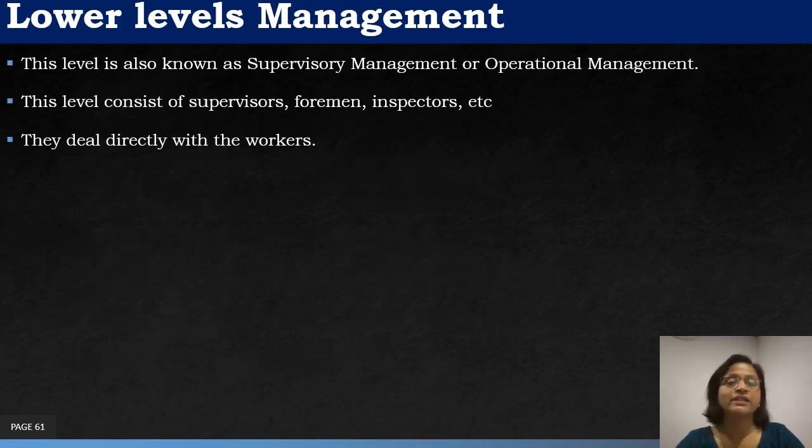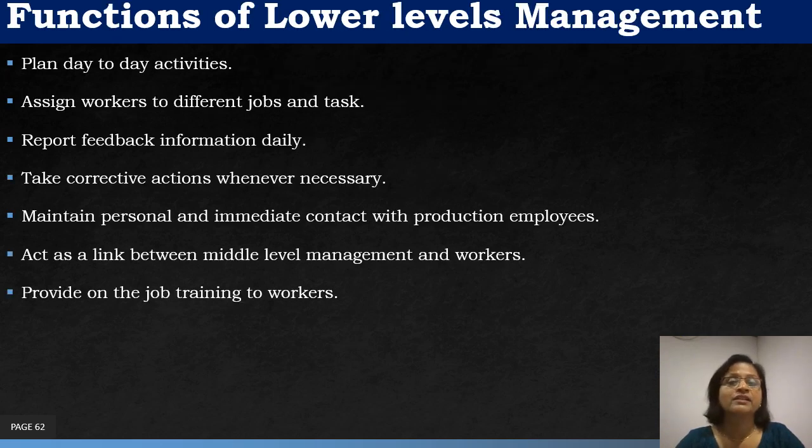Lower level management. This level is known as the supervisory management or operational management. This level consists of supervisors, foremen, inspectors, etc. They deal directly with the workers. They plan the day-to-day activities and assign workers different jobs and tasks. They give daily feedback on how far the work has been done, and they report this feedback to the middle level management.